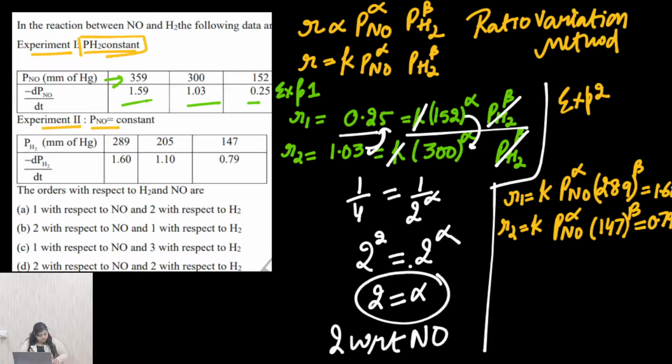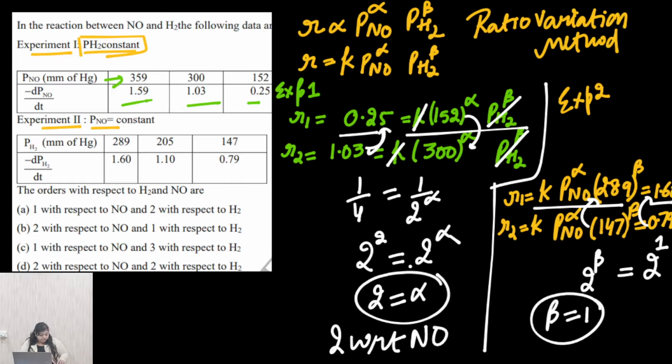We can take the ratios of these two now. So you can see this is becoming approximately 2 times, and this is also becoming approximately 2 times. So this becomes 2 raised to the power of beta. So this is 2 raised to the power of 1. So the beta value we are getting is unity, which means with respect to hydrogen the order value is unity. So 2 with respect to NO and 1 with respect to hydrogen, that means the correct answer becomes option B over here, right?